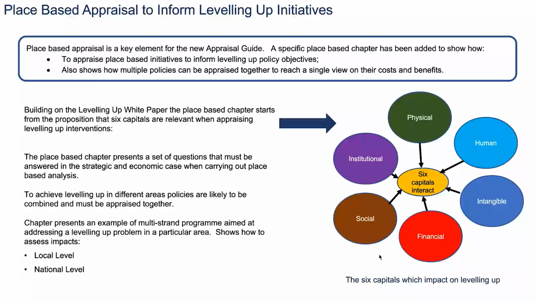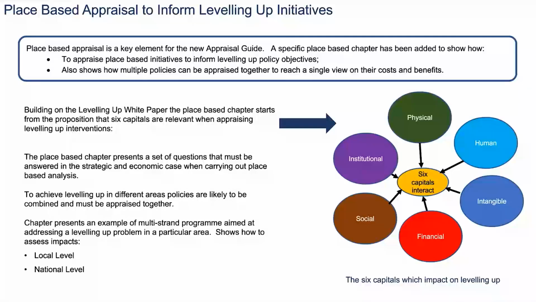So chapter 5 talks about one of the major areas which we're focusing on developing, which is the analysis of place-based impacts. We have a new specific chapter which aims to show how to appraise place-based initiatives to inform levelling up objectives, and it also shows us how we can appraise multiple policies together and reach a single view on their costs and benefits. This chapter is based very firmly within the Levelling Up White Paper.